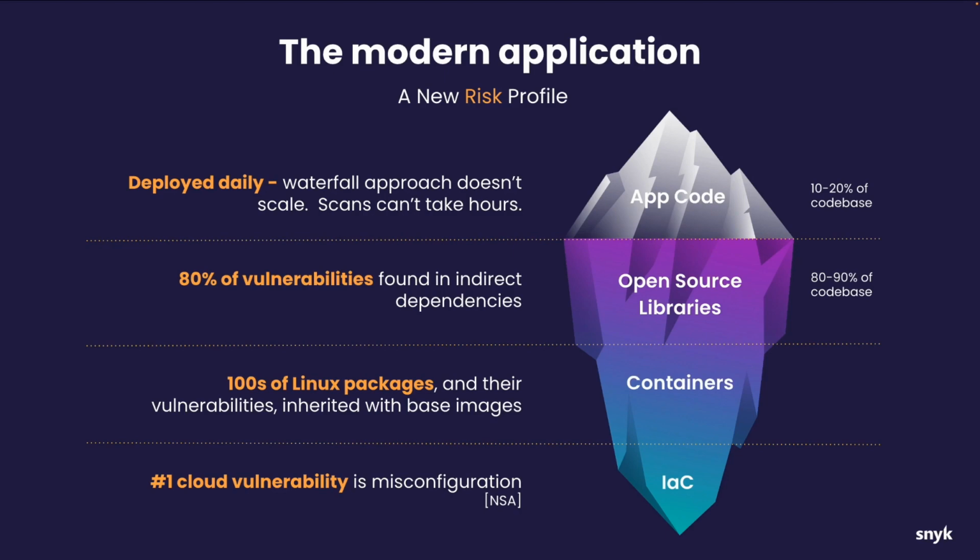Then lastly, we have our infrastructure as code, which of course is what we use to run our services using languages like CloudFormation, Terraform, Kubernetes manifests, and Helm charts. And I think it's straightforward for developers to get something running, but not easy to make it run securely. And this is one of the reasons why the number one cloud vulnerability is misconfiguration in your cloud environment.